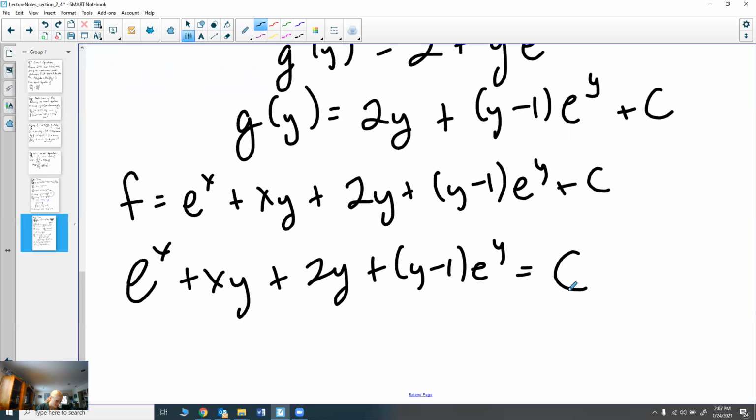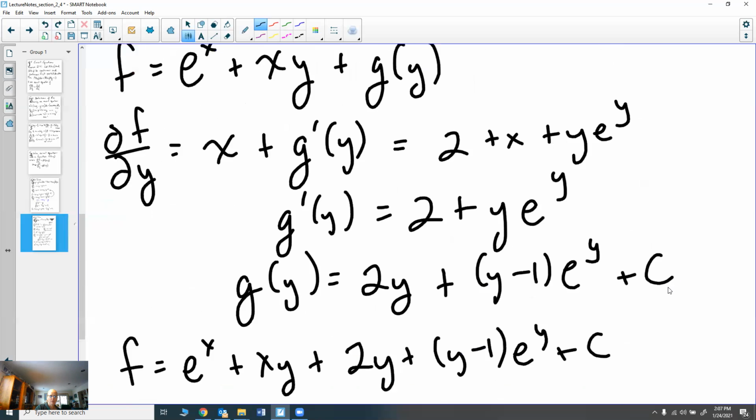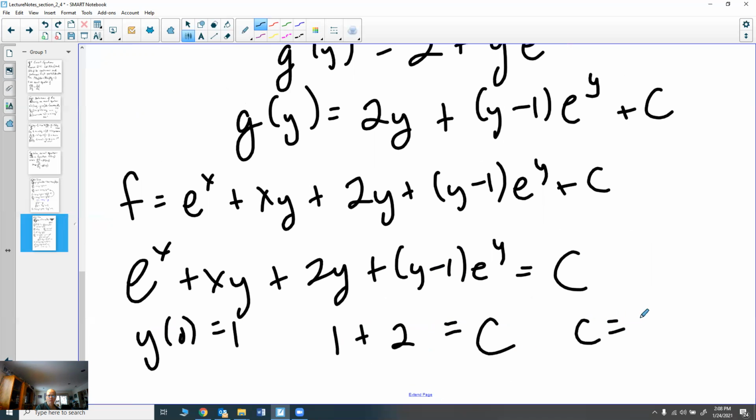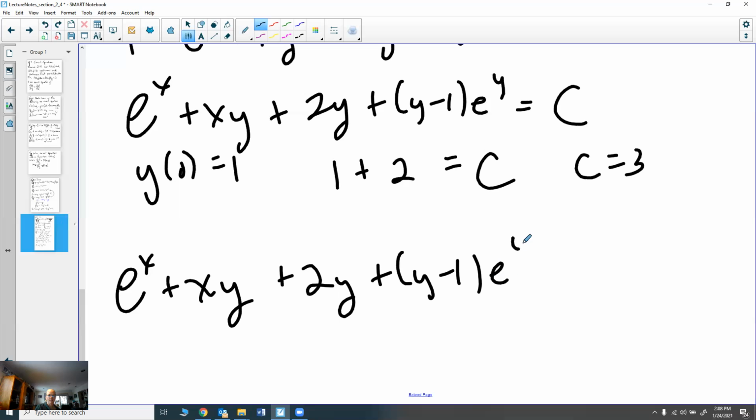From this, I can now use my initial condition, that y of 0 was 1. So y of 0 is 1, which means x is 0 and y is 1. So we've got e to the 0, which is 1, plus 0, plus 2, plus (1 minus 1) e, which is 0, equals c. And so that means c equals 3. So we now have my equation: e to the x plus xy plus 2y plus (y minus 1) e to the y equals 3. And that's how we solve exact equations.